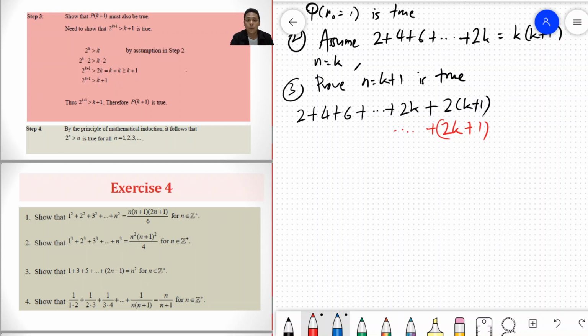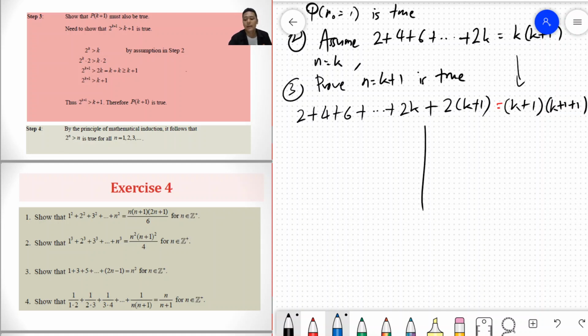Be careful when you want to substitute k with k plus 1. What will be your right hand side? You compare with step 2. The step 2 assumption is k. You can read it like this, k plus 1. You add up here, it will be k plus 1 plus 1, close.